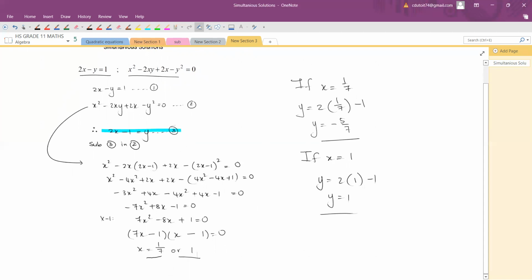These are huge sums. They count anything between 5 and 7 marks, mostly 6 marks. This one is 6 marks.